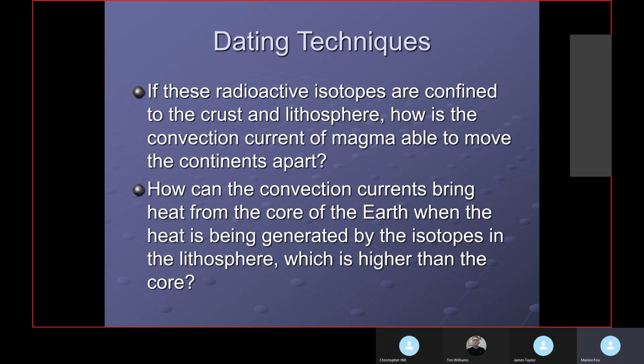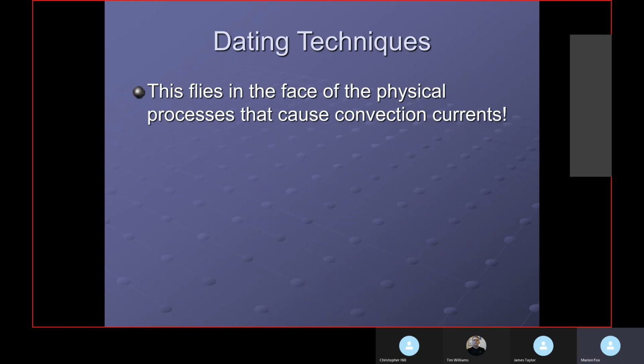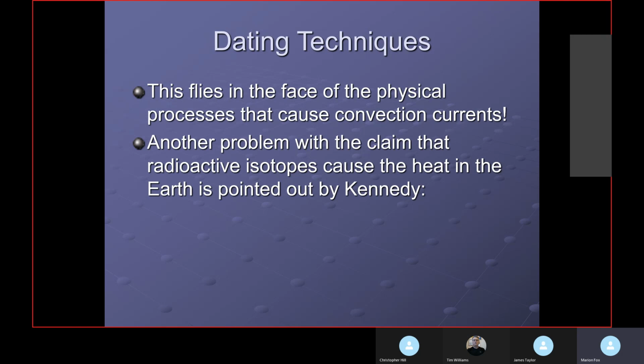And that's exactly what we should see here. We should have had these heavy molecules. In this case, it's not just kinetic energy, it's that the molecules are heavier. These isotopes of uranium are a very heavy element, and so they should have settled down deep into the Earth rather than be up in the lithosphere. This flies in the face of physical processes that cause convection currents. That's a problem for them. Again, it just flies in the face of these convection currents.